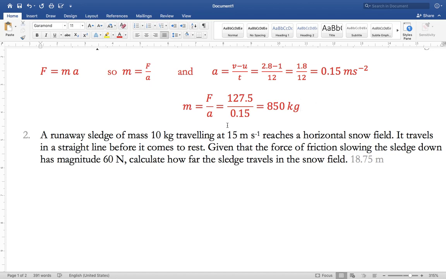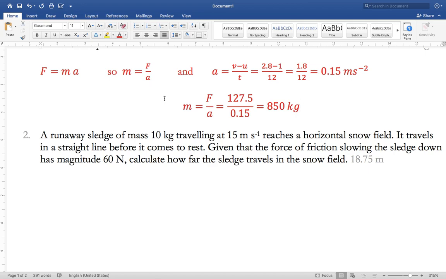We know the mass here, 10 kilogram. We have the initial velocity 15 meter second minus 1, and it travels in a straight line before coming to rest. Rest means the final velocity equals 0, and the frictional force slowing it down is 60 Newton. How to solve this? We know Newton's law, F equals ma. We have mass, we have force, so we get acceleration.